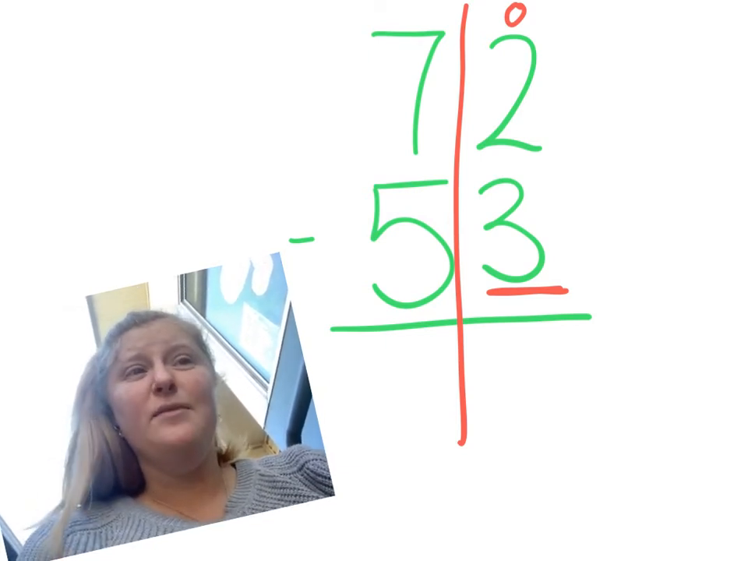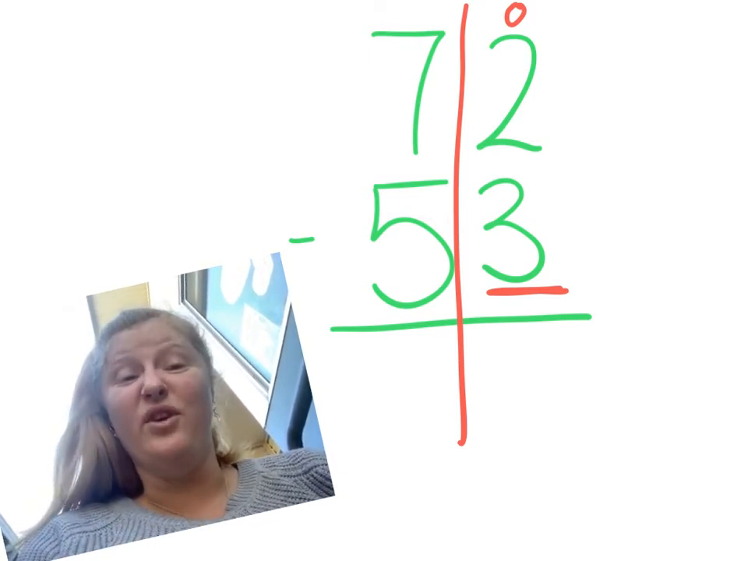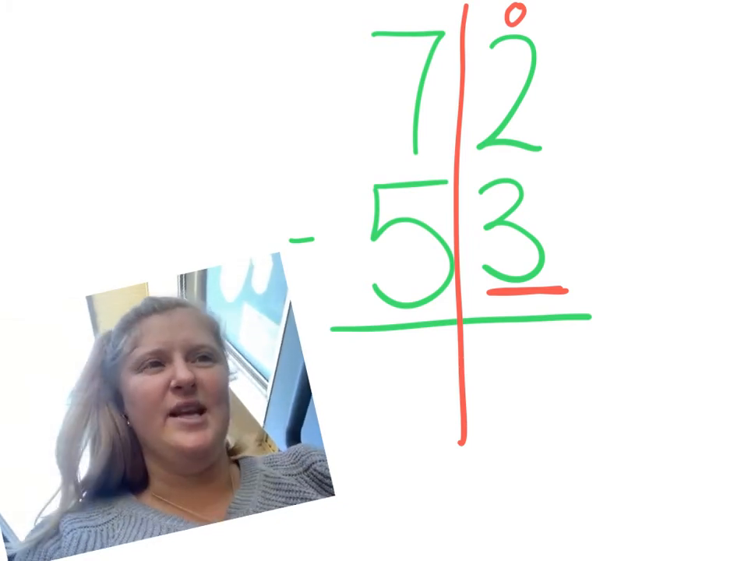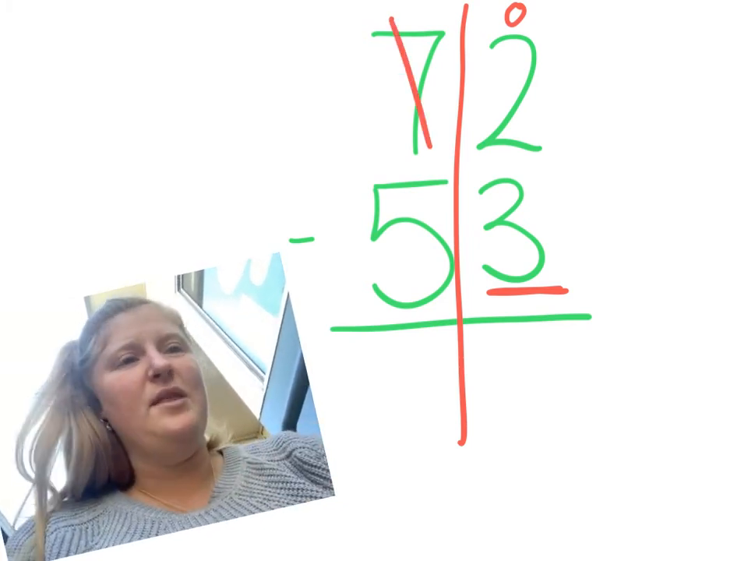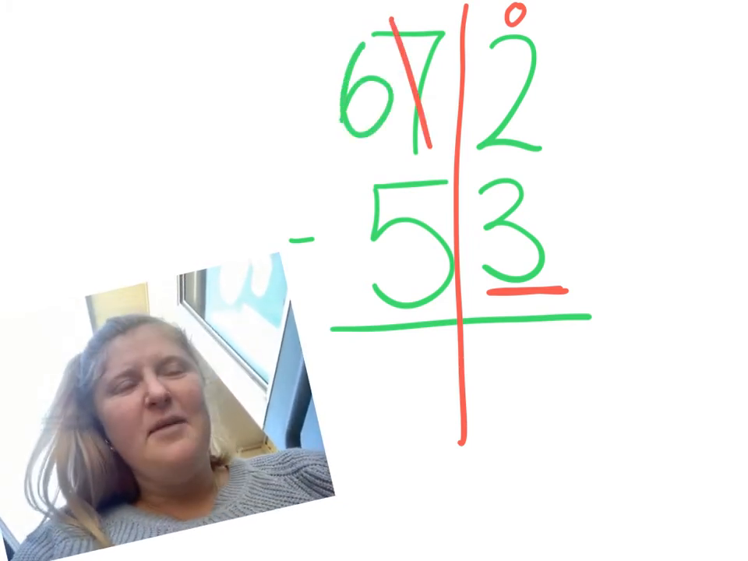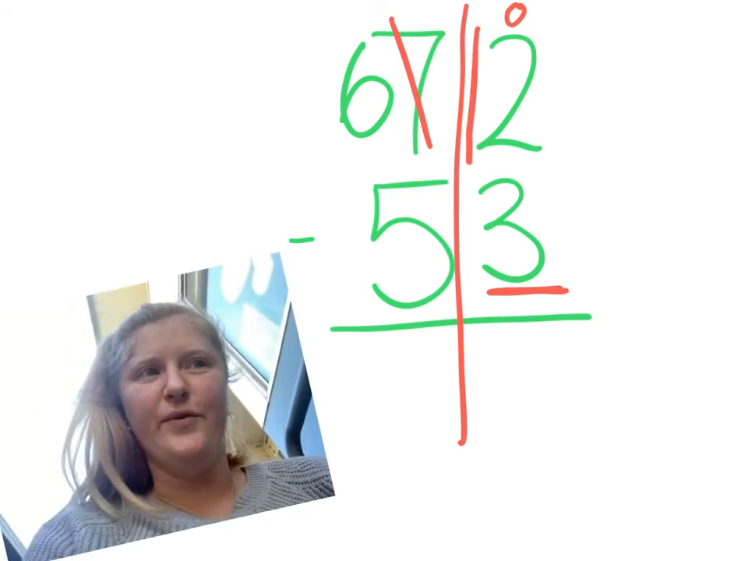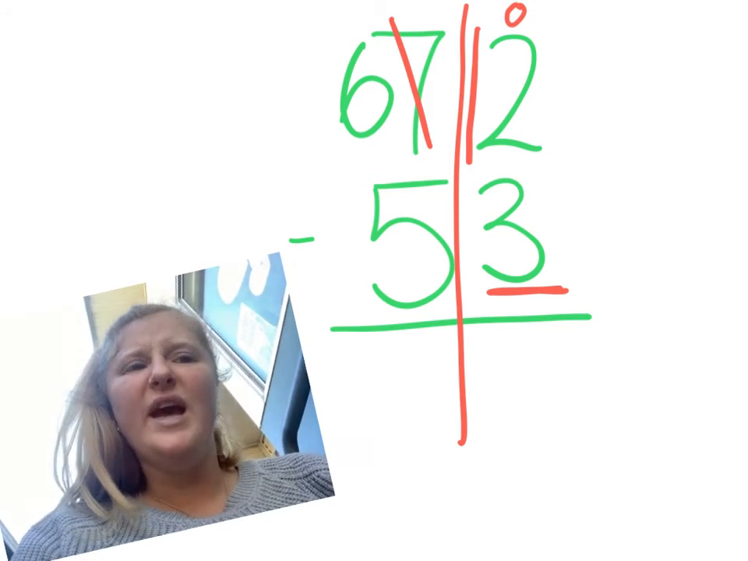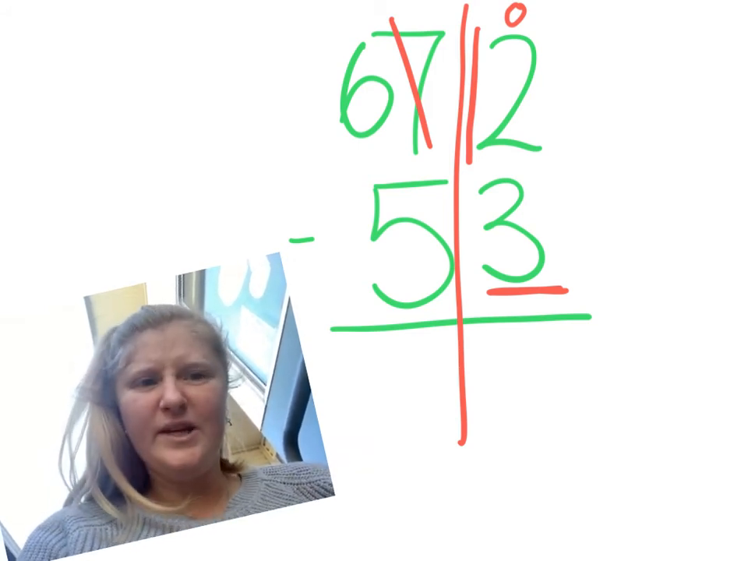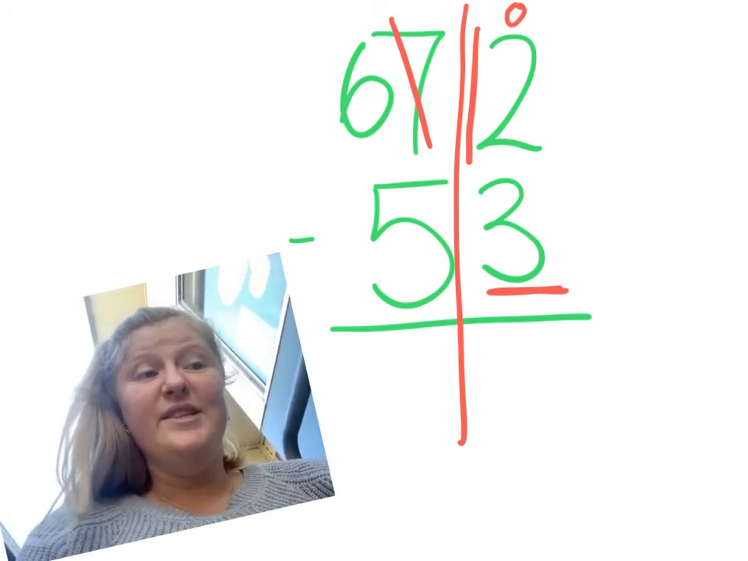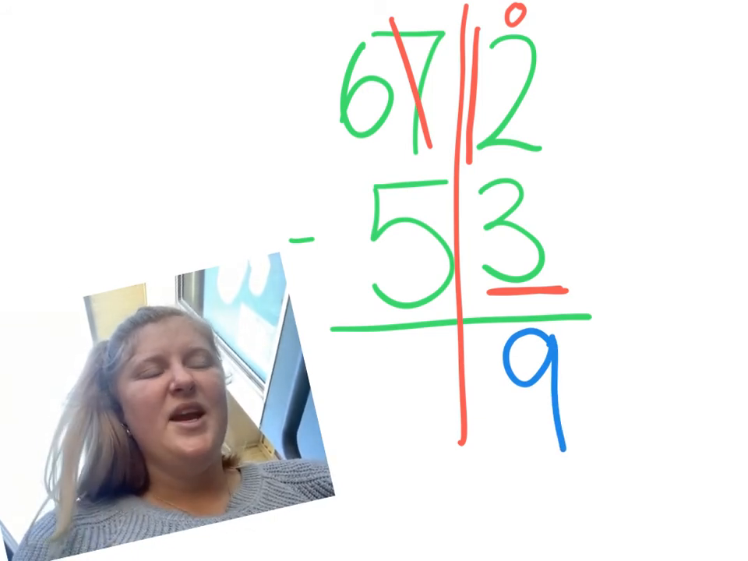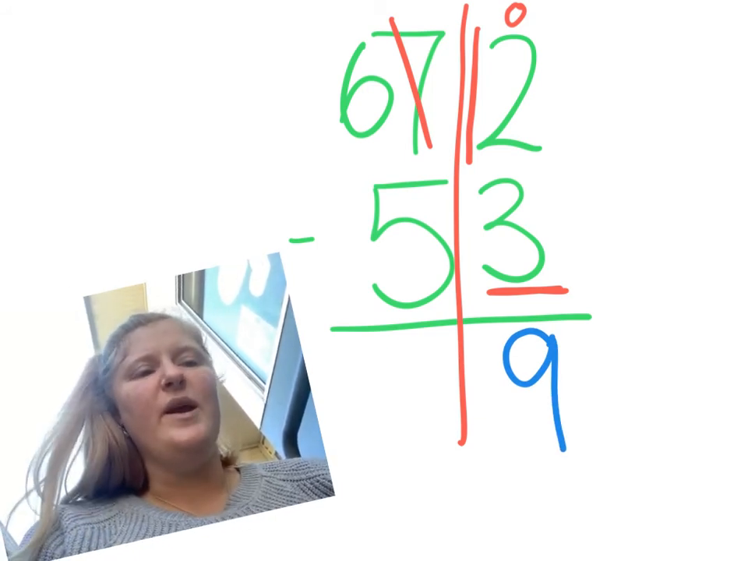So I'm going to go into my tens, and I know for 72 I've got 7 tens. So I'm going to take one of those 10s away, which leaves me with 6 tens. But then I can move that 10 over to make this a 12. So now I've got 12 take away 3. What's 12 take away 3? If you said 9, that's correct. So now I've got 12 take away 3 is 9.